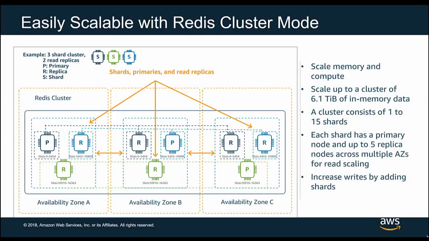It's easy to scale with the Redis cluster mode as well. You can scale memory and compute up to 6.1 terabytes of in-memory data. So we're talking about 6 terabytes of data that is cached with a sub-millisecond response time to serve that data up, right? A cluster consists of 1 to 15 shards, and each shard will have a primary node and up to 5 replica nodes across multiple AZs for read scaling. So you can see that we can scale tremendously with Redis on ElastiCache. And then you can, of course, increase your writes by adding additional shards.